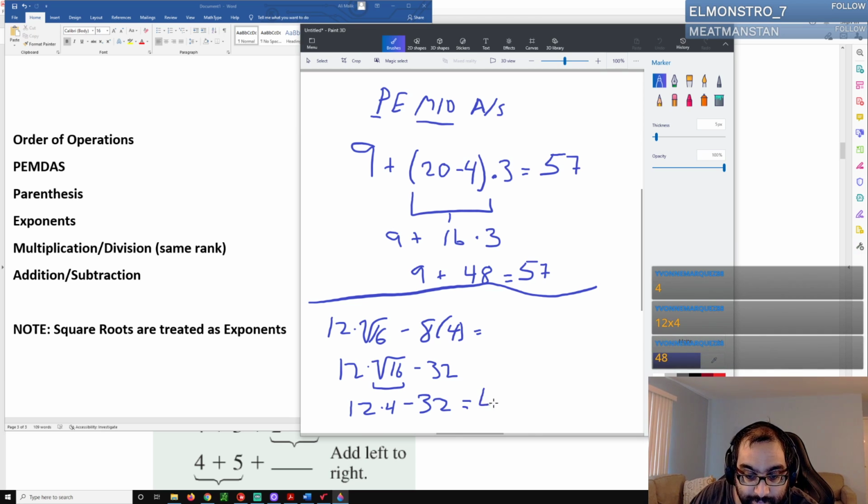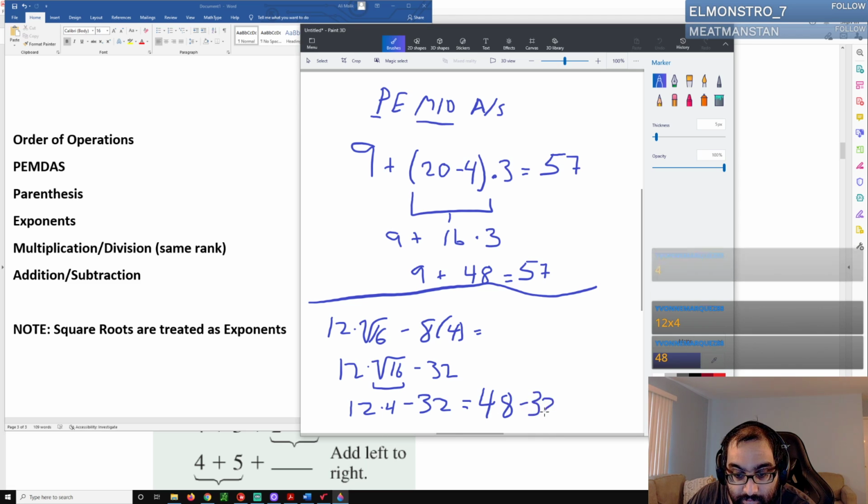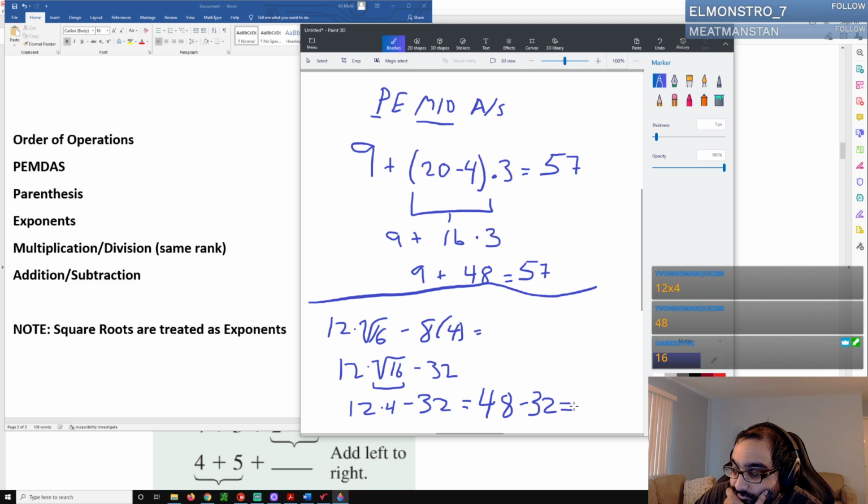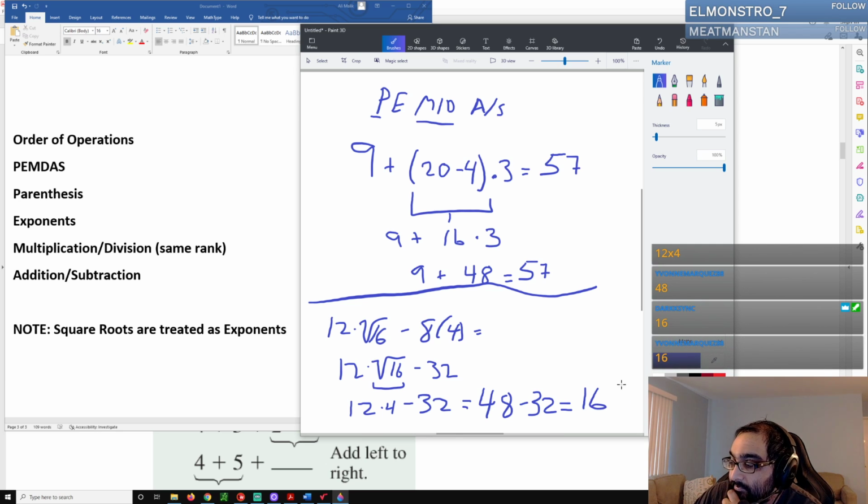$48, spot on. And then finally we have 48 minus 32. 16, right. So the answer is 16. Very good. Very, very nice. And that's going to be our final answer for this problem.